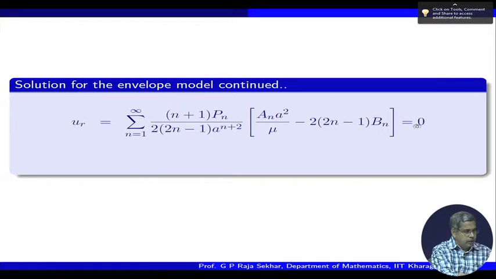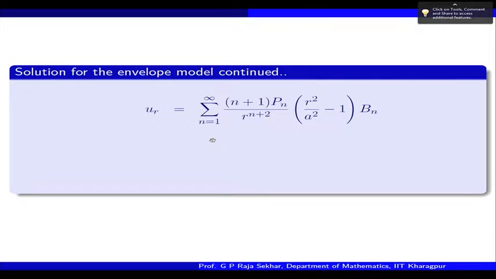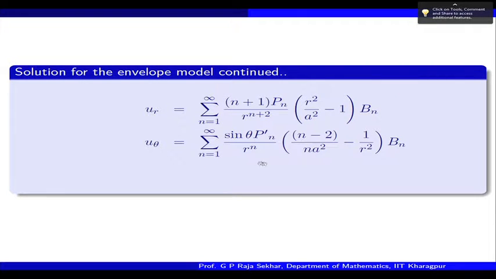So, u r is forced to 0, then we get a relation between a n and b n. It is very easy, straightforward, one can compute. That means, now one arbitrary constant is reduced. So, this relation will be substituted in these velocity components, then you will see reduced velocity. Okay. So, this is the reduced velocity.